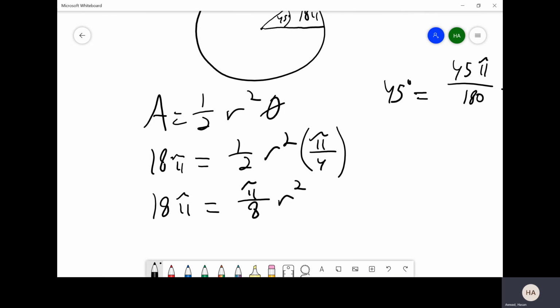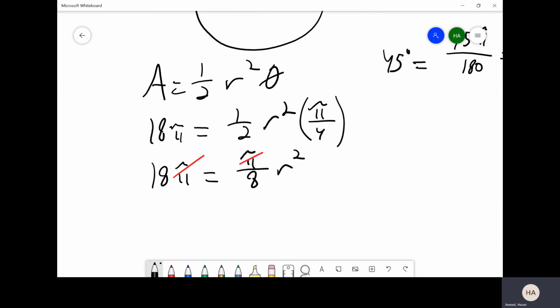So I'm going to multiply both sides by 8, and then I'm going to divide both sides by pi. So we can take care of the pi first. If I'm dividing both sides by pi, the pi's just cross out, right? So the pi's are gone. And now to multiply both sides by 8, well, 8 times 10 is going to give me 80, and then 8 times 8 is 64. So 80 and 64 is 144, is equal to r squared.